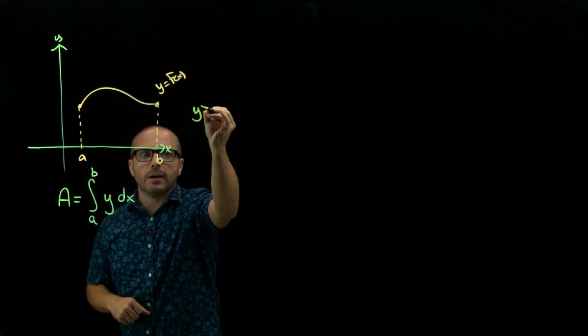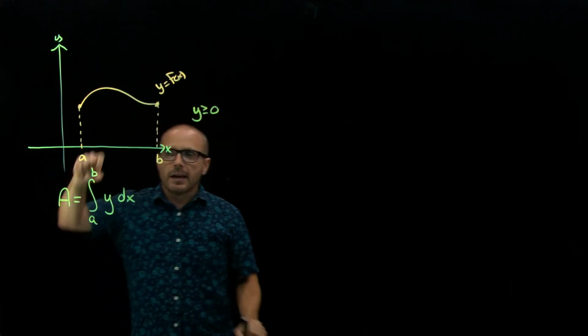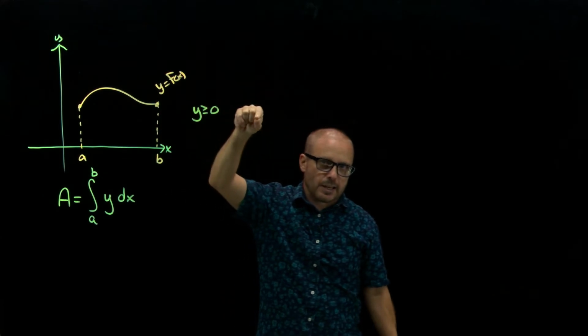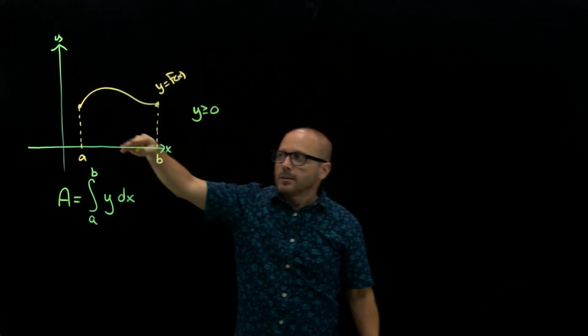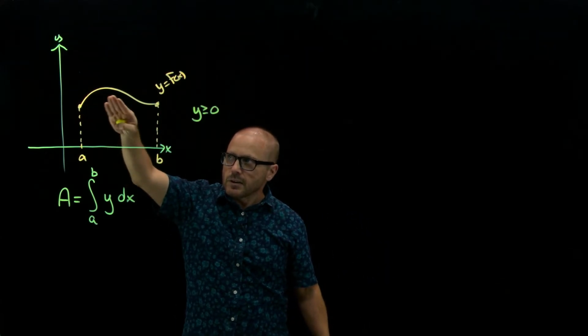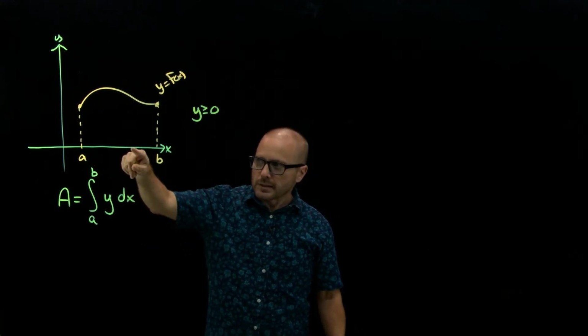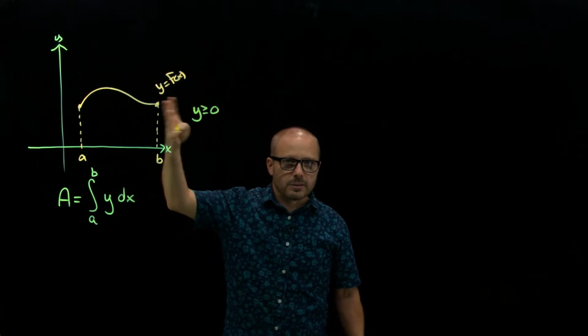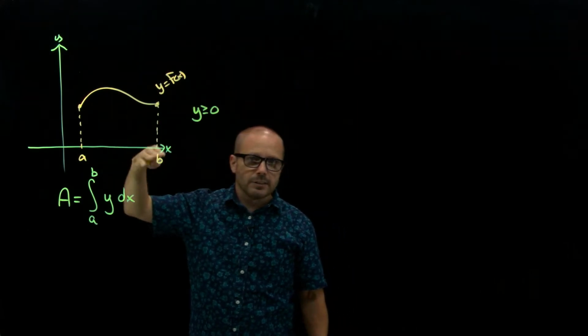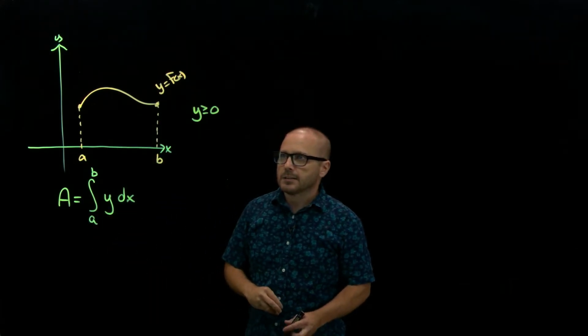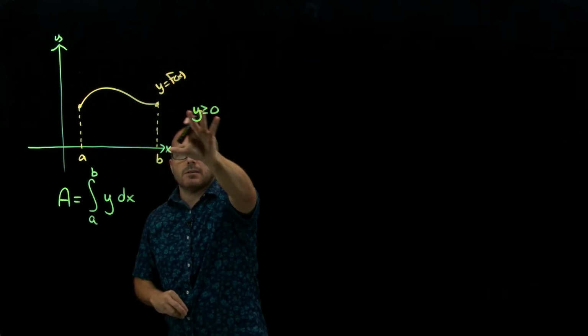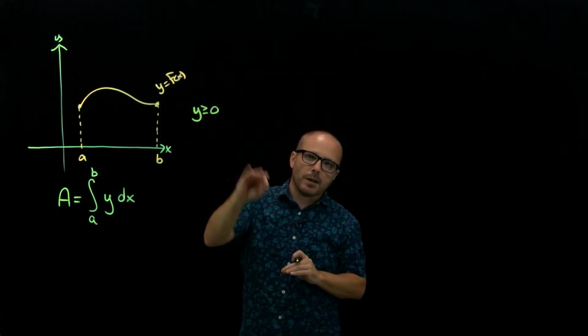y needed to be greater than or equal to 0. That guaranteed that all of our rectangles actually had a positive height, right? Once this curve here dips below the x-axis, then the integral is no longer area, because then the rectangles below would start to take away area, and then you're not really getting the area between the curve and the axis. So the function had to be greater than or equal to 0, so your heights were positive.